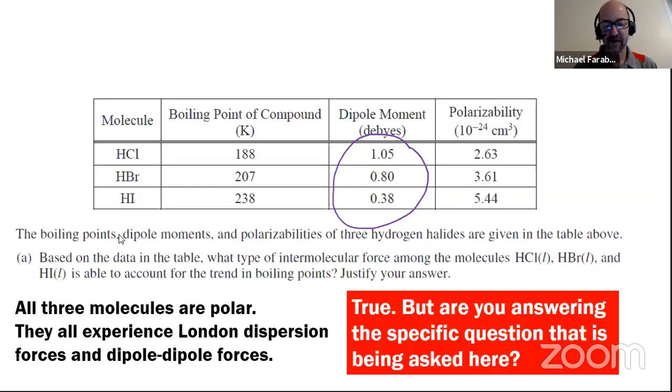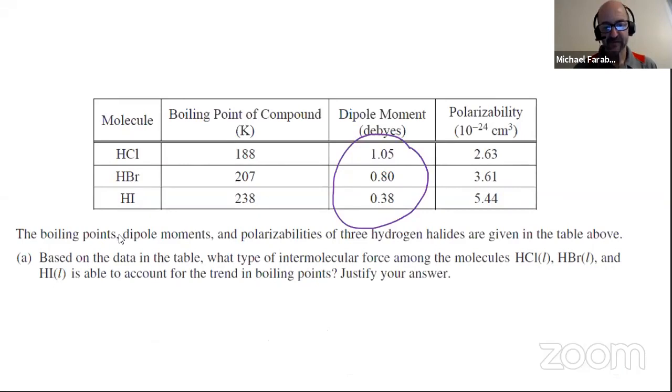But if you write that, are you answering the specific question that is being asked here? They need you to talk about the trend in boiling points. So let's take a look at what we have here. We have polarizability, which I'll talk about in just a second. We have the dipole moment, which indicates how polar the bond is, and then we have boiling points.